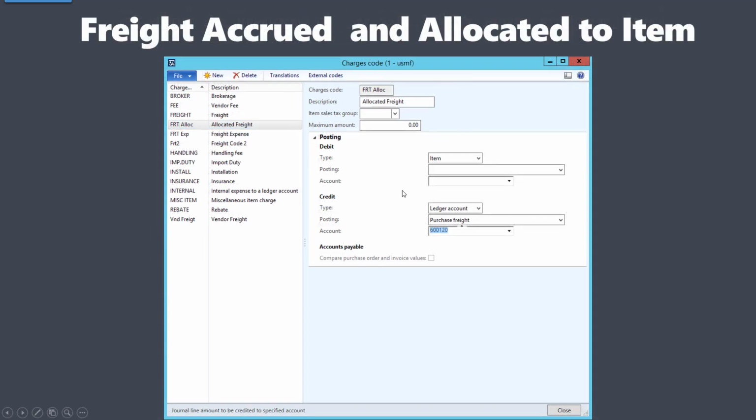And here's a freight accrued and allocated to the item. You can see here's your purchase freight, and effectively the offset is going to hit the item. So I will actually have accrued for it, and it'll post against the item.